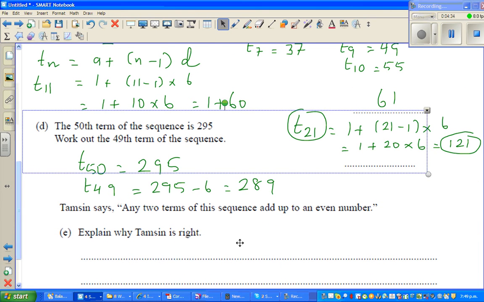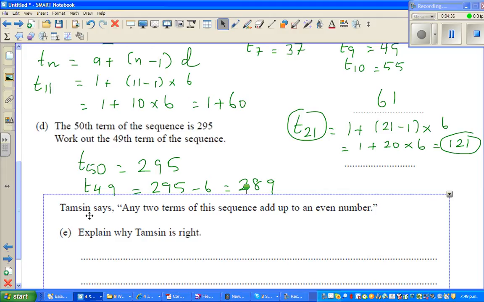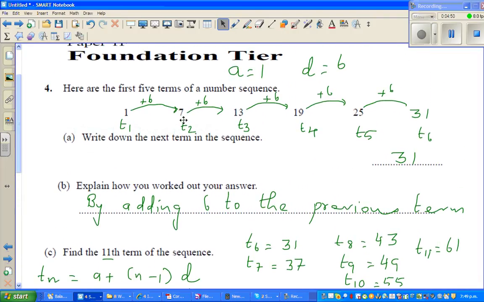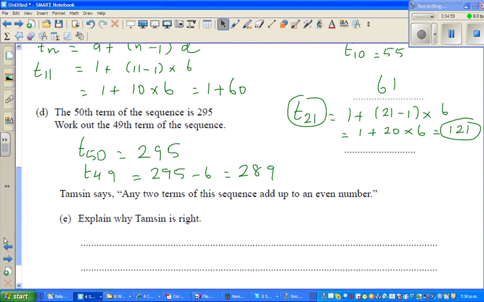The last question is, Tasman says any two terms of the sequence add up to an even number. Explain why Tasman is right. Now, if you look at the sequence, all the numbers are odd. All the numbers in the sequence are odd. And that's a very interesting feature of odd numbers.